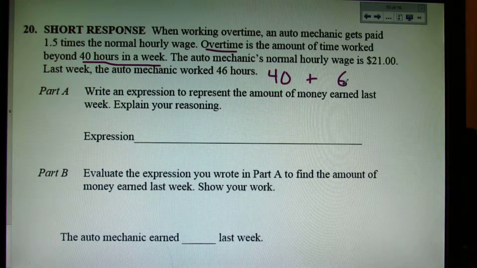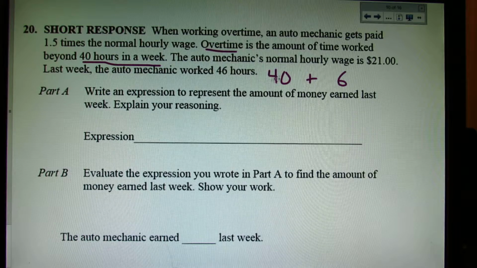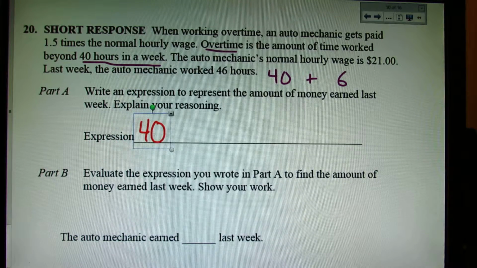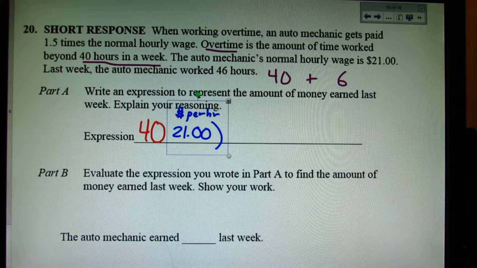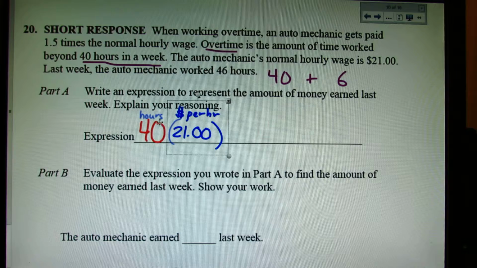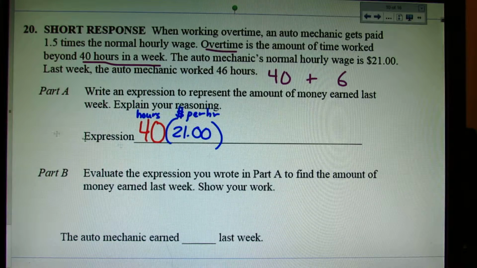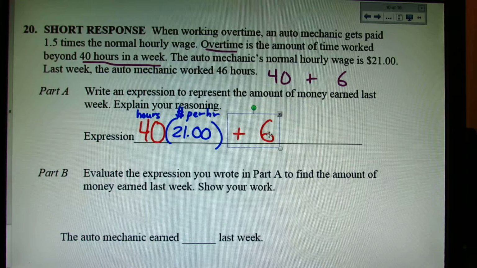Okay, so now let's talk about just getting paid to work. I worked 40 hours and I get paid $21 per hour. That's my hourly wage. So I worked my 40 hours at $21 per hour. I'm going to multiply those two together, my hours and how much I get paid per hour. Okay. Now I have to add that to my 6 hours of overtime pay.